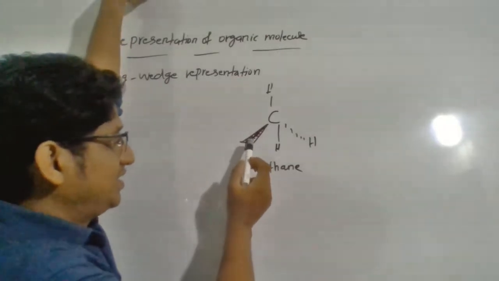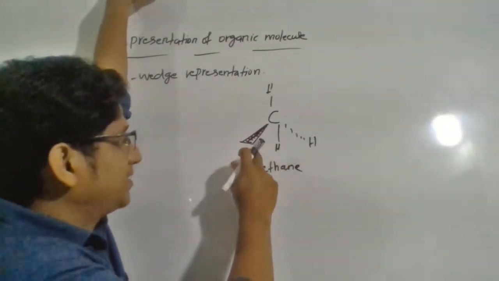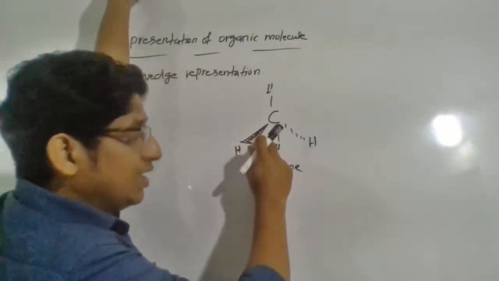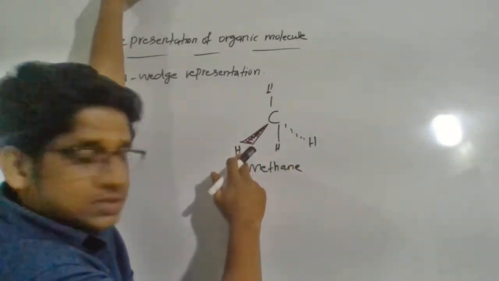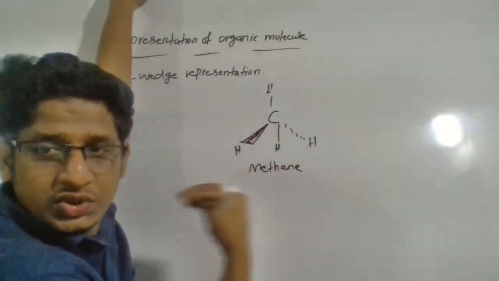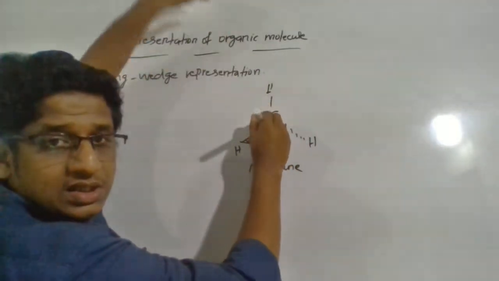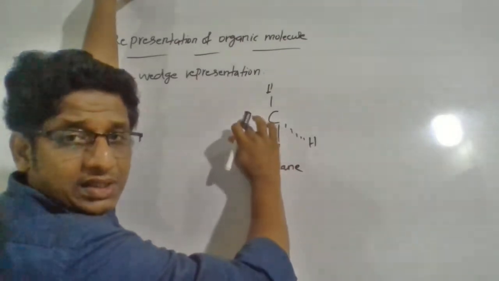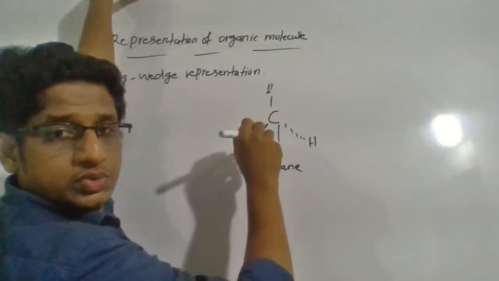Here you will see this thick line, or wedge line, that represents a hydrogen atom attached to this carbon atom. That hydrogen atom is coming towards you. We can imagine it is above the plane, not in the plane. This thick line represents that this hydrogen is coming towards you.